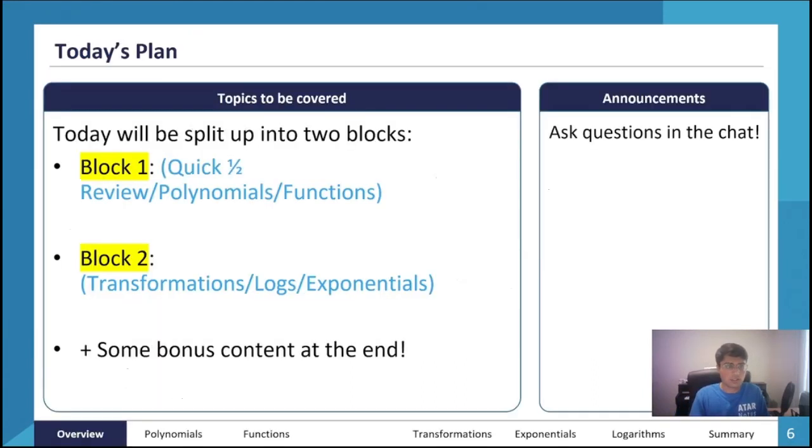Okay, let's move into some content. So today we're going to split the content up into two blocks. First block is going to look at a 1-2 review, as well as looking at higher polynomials like cubics and quartics, and then also looking at different functions like hyperbolas, truncus, so on and so forth. Block 2 then will be about transformations as well as exponential and log functions. And then I've just got a little bit of bonus content at the end.